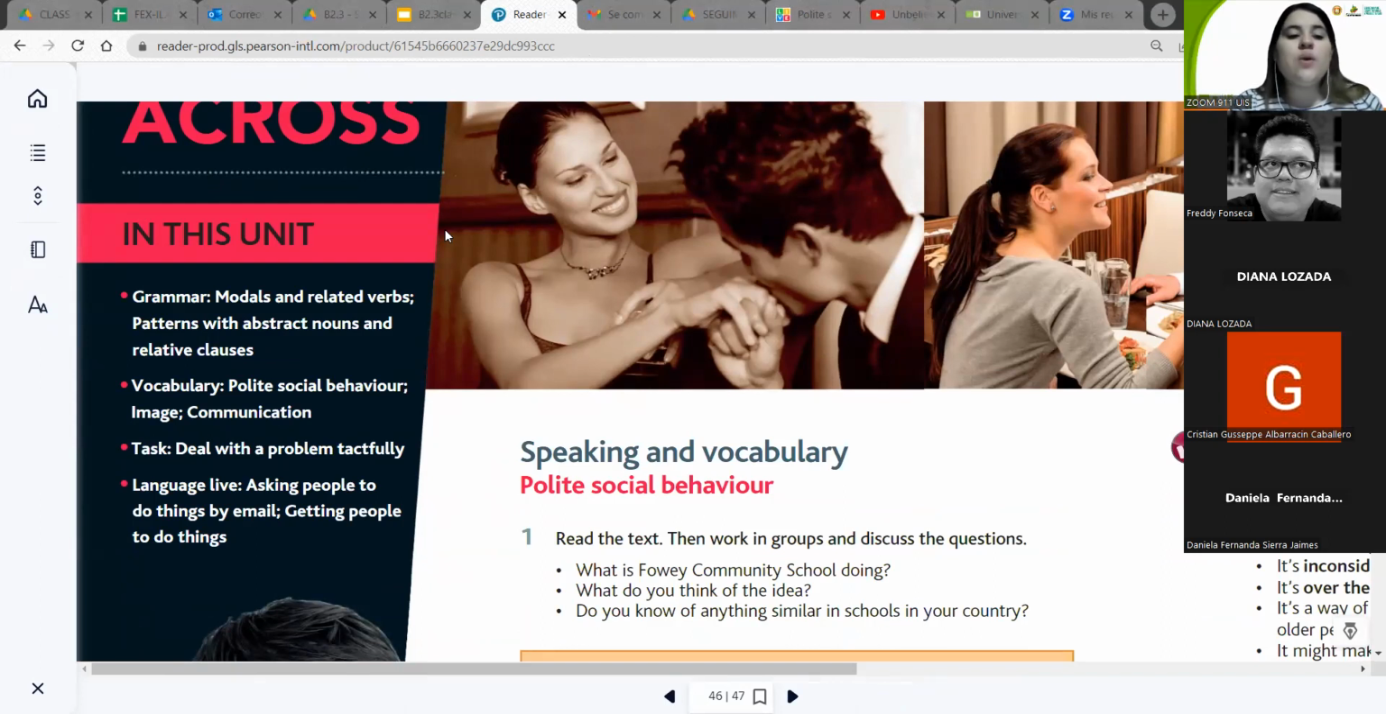For the vocabulary, we're going to have polite social behavior, image, and communication. For the task, we're going to deal with a problem tactfully. And the language of life is asking people to do things by email or getting people to do things. So let's start with the vocabulary.